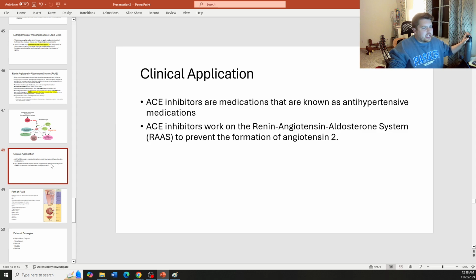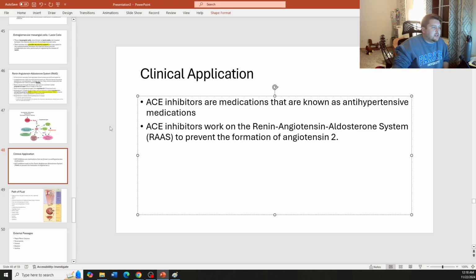A little clinical application. You may have heard of ACE inhibitors before. These are antihypertensive medications. This is what they actually do. They stop that ACE enzyme from converting the angiotensin 1 into angiotensin 2 to prevent blood pressure from being any higher.